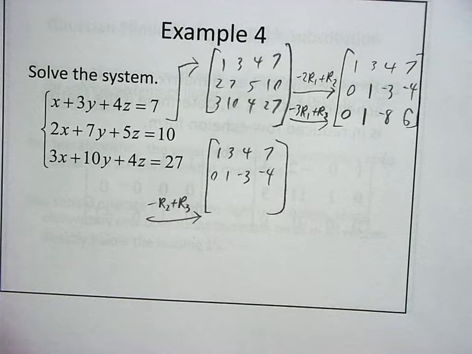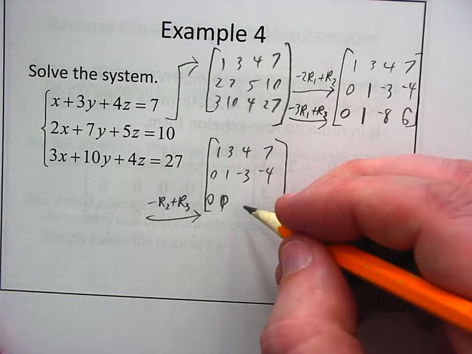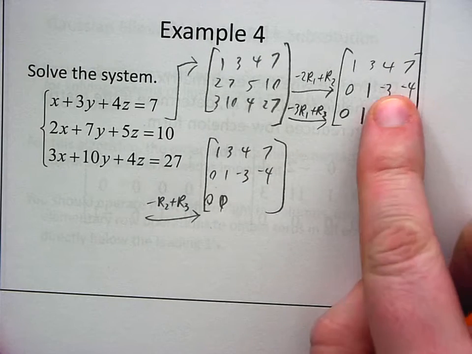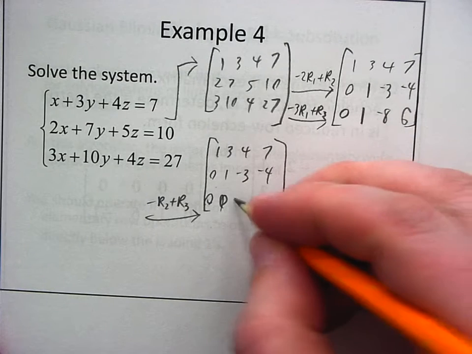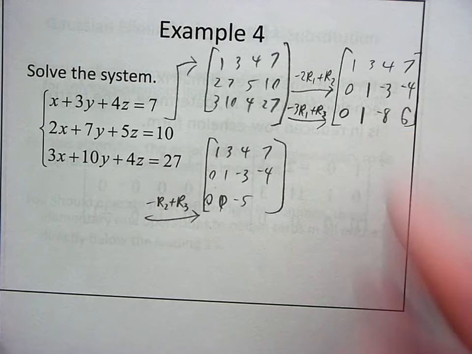So 0, 0. So you got negative of negative 3 plus negative 8? So negative 5. Negative 5. You have negative of negative 4 plus 6? 10.